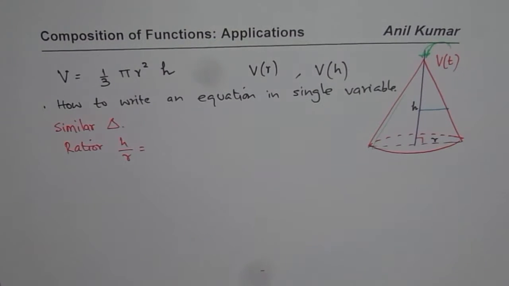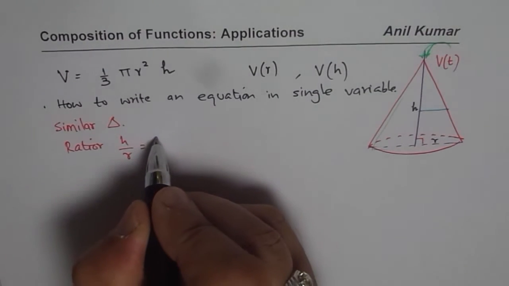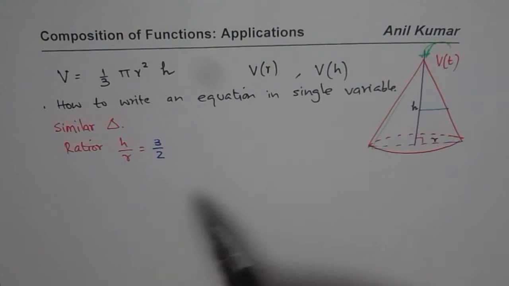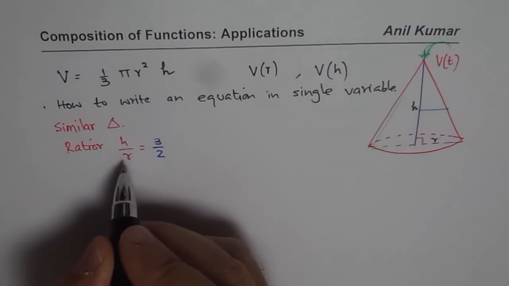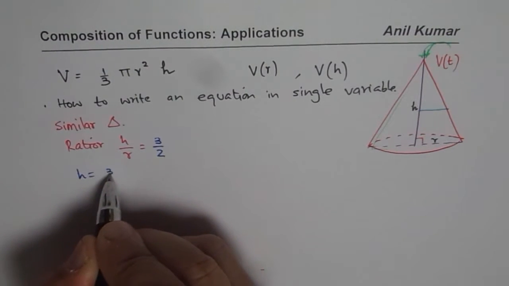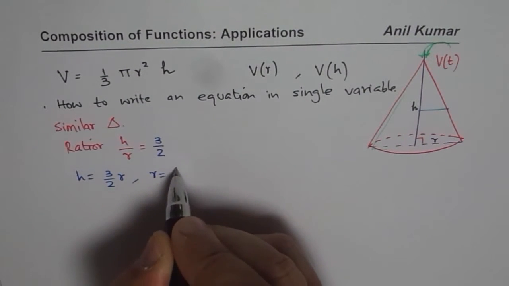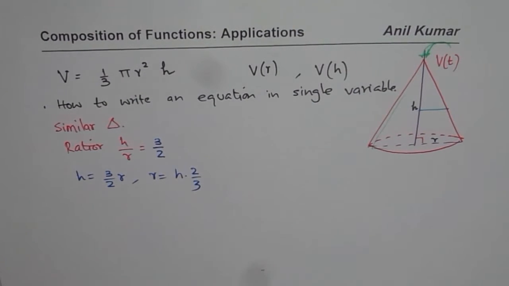So most of the time in such cases you know this ratio or you can figure it out, right? Let us say for simplicity that this ratio is 3:2. So that is the ratio given to us. So this cone is being formed where the change in height with change in radius is in the ratio of 3:2. Now this helps us to relate height with radius. So we can say height is equal to 3 over 2 r, or we can say r is equal to height times 2 over 3, right?